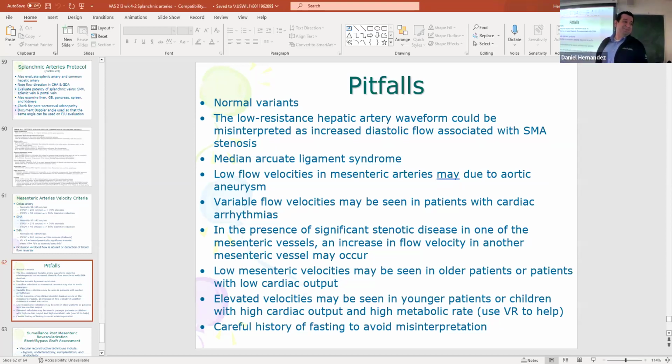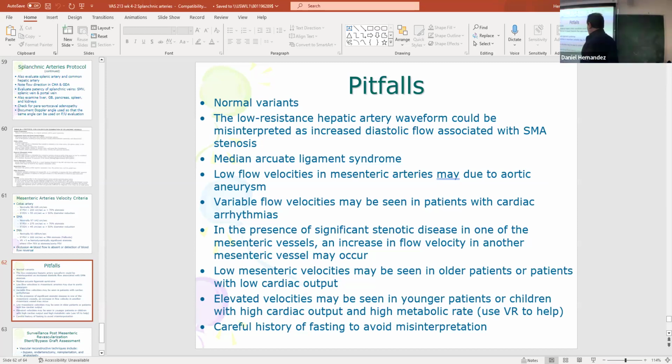Pitfalls. You guys don't have to memorize all these pitfalls, just realize you could encounter anatomical variants, so it could be a little bit tricky scanning, trying to figure out what vessel is what. The patient could potentially have median arcuate ligament syndrome, causing those elevated velocities.